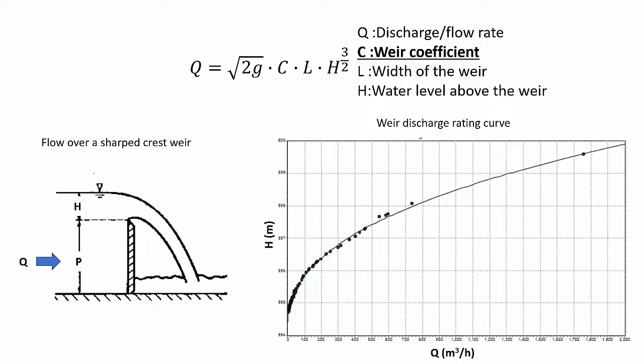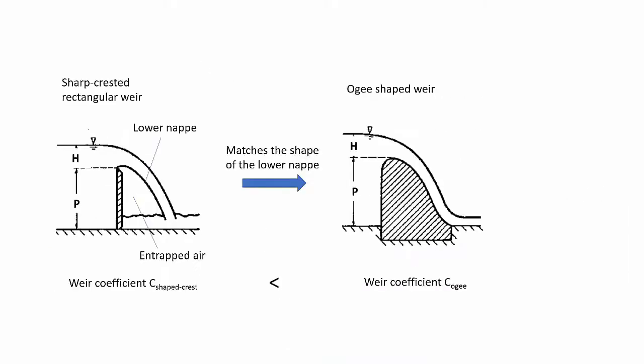The larger the C value, the flatter the rating curve. That is what we want. That means, despite a large change of the discharge on the x-axis, the y-axis, weir head, only changes a little. It turns out the most efficient geometry is the one that matches the shape of the lower nappe of a sharp crest weir, which is called the ogee shape. That's why the ogee shape weir is often preferable.